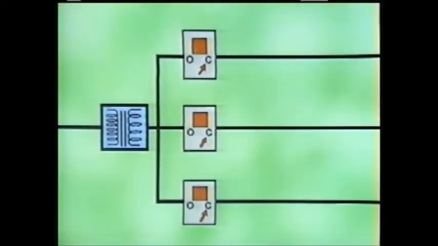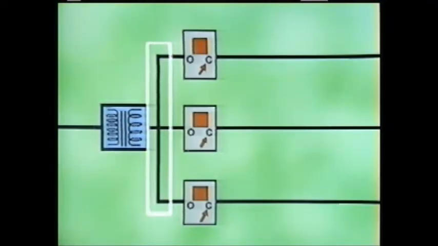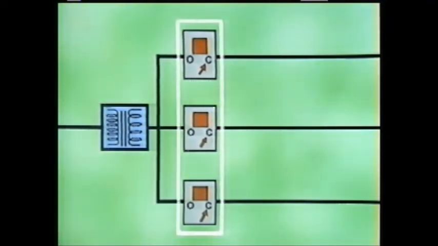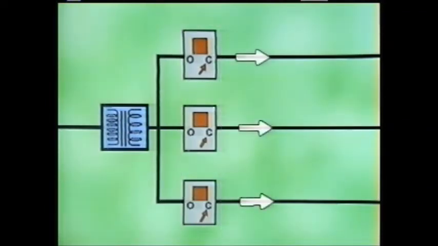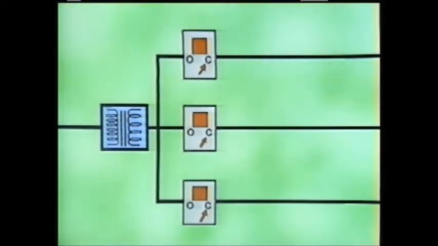Let's take a look at a simplified drawing of a distribution system to see how circuit breakers fit into the scheme of things. On this drawing, we have a transmission line, a substation transformer, the substation bus, three circuit breakers, and three feeders. Again, for simplicity, we're showing the feeders as solid lines. In reality, the feeder is normally composed of three phase wires and a neutral.